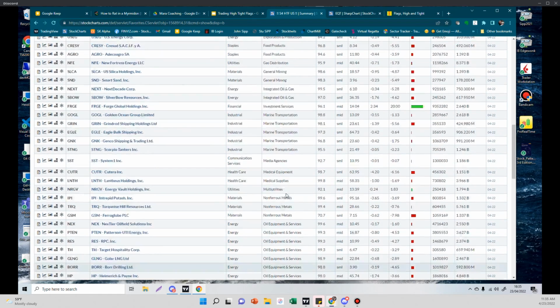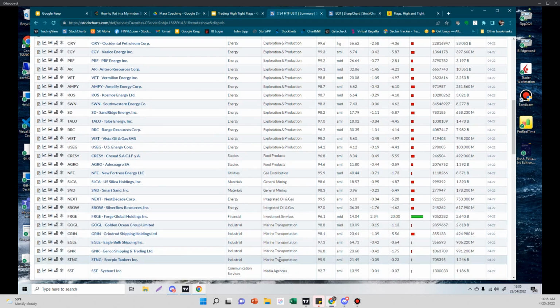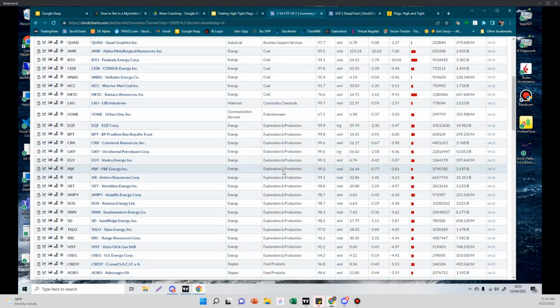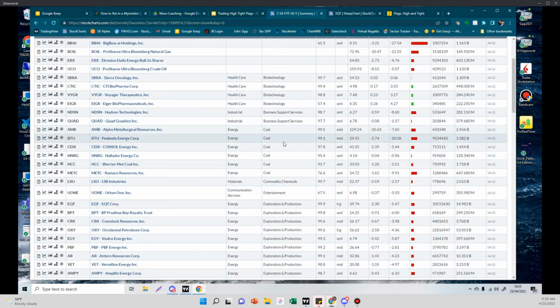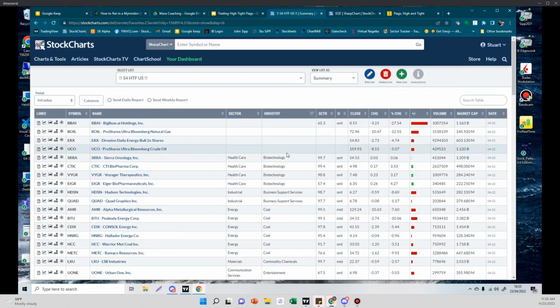Down here, some marine transportation stuff. So, yeah, coal, for some strange reason, lots of coal stocks are showing up there this week.